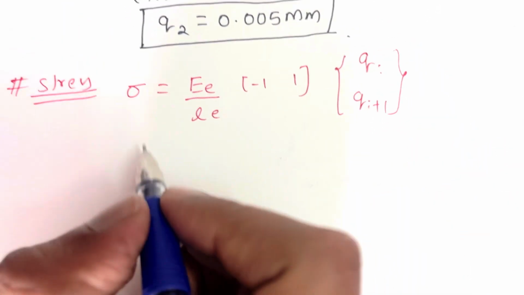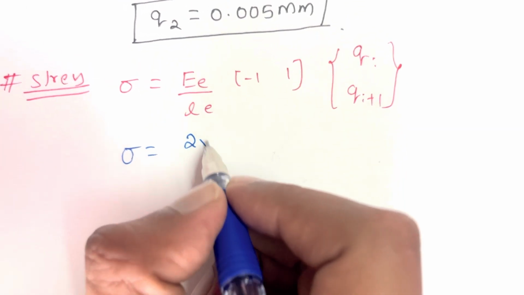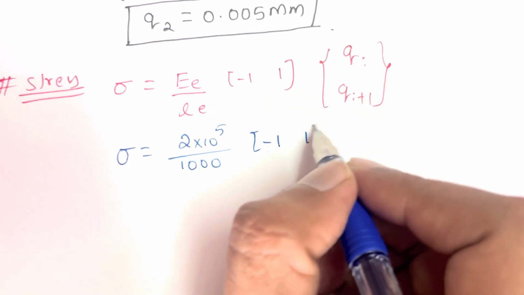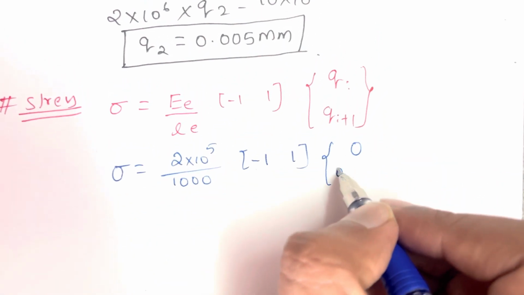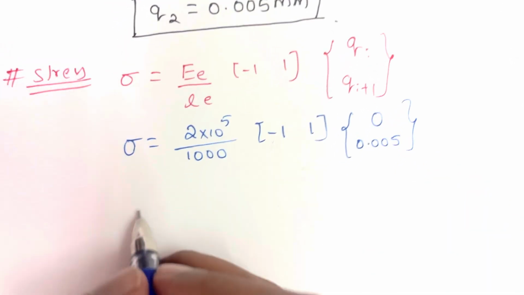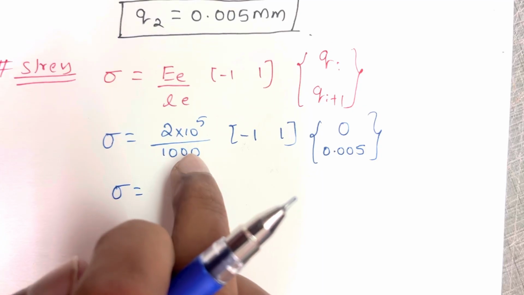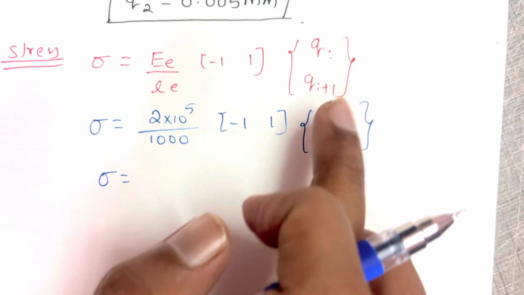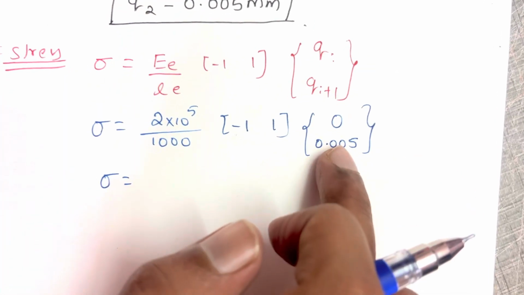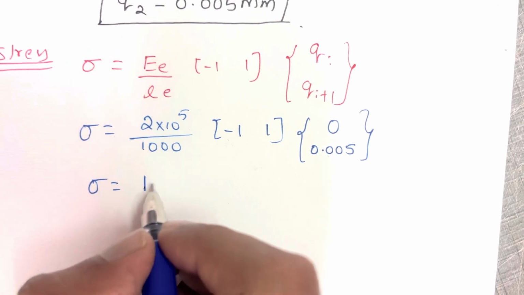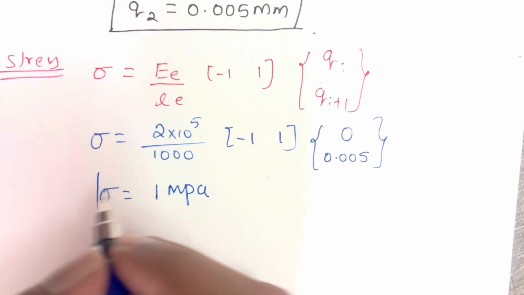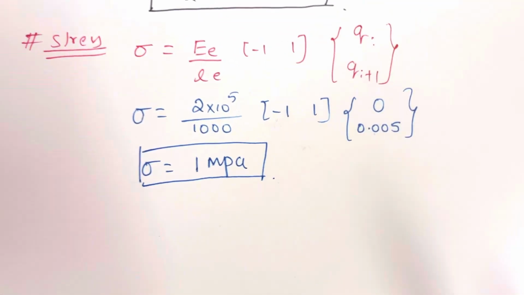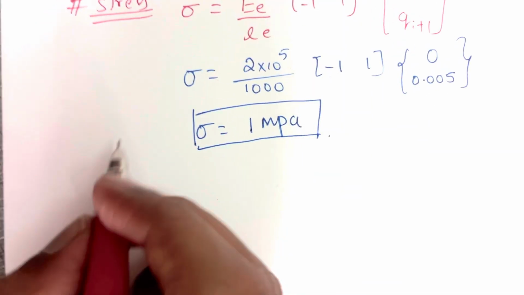Just substitute the values. Sigma is equal to E, which is 2 into 10 raised to 5, divided by L, which is 1000, times [-1, 1] times [0, 0.005]. So first we have to multiply this into this plus this into this; then we multiply with 0, so anything will be 0. And then this into this we have to do. After calculation you will get 1 megapascal, that is the stress. Okay. Now the last one, reaction at support.